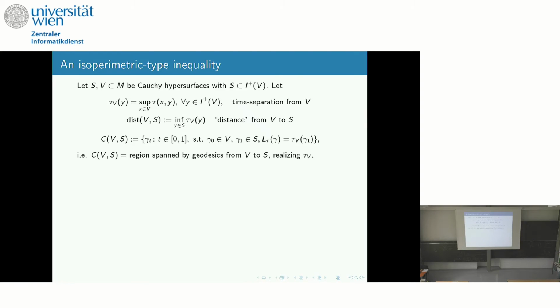And the last piece of notation: given V and S, here we have V, here we have S, they are both Cauchy hypersurfaces, and we are interested in the region which is between them. A way to describe it is to say it is the region spanned by geodesics from V to S which realize the time separation. Basically, what I want to say is the open region whose boundary is given by V and S. That's what I have in mind.